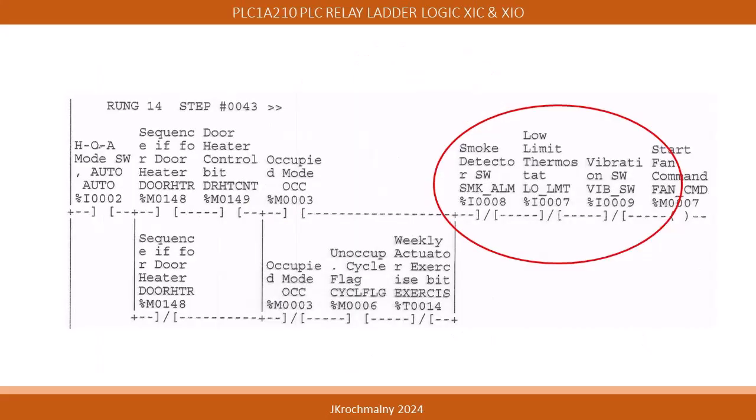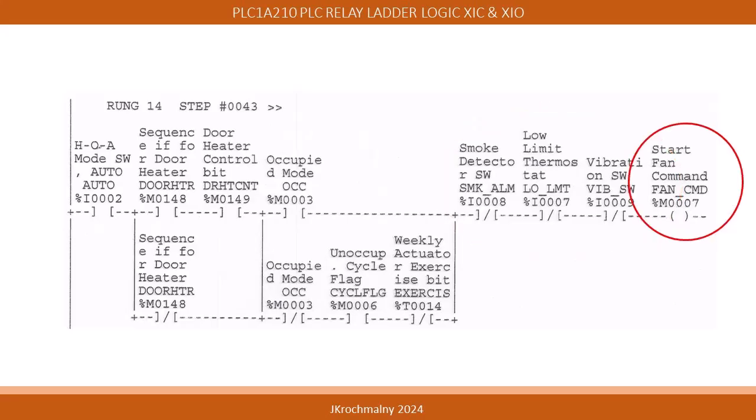In this graphic, highlighted, we see the Examine If Open, or XIO, instruction sets. Reading this line and applying what we've learned so far, we understand that the smoke alarm detector, low limit thermostat, and the vibration switch need to be in their normally installed condition for this rung to work. The Examine If Closed and Examine If Open instructions are the most elemental examples of PLC relay ladder logic instructional statements used in PLC programming.